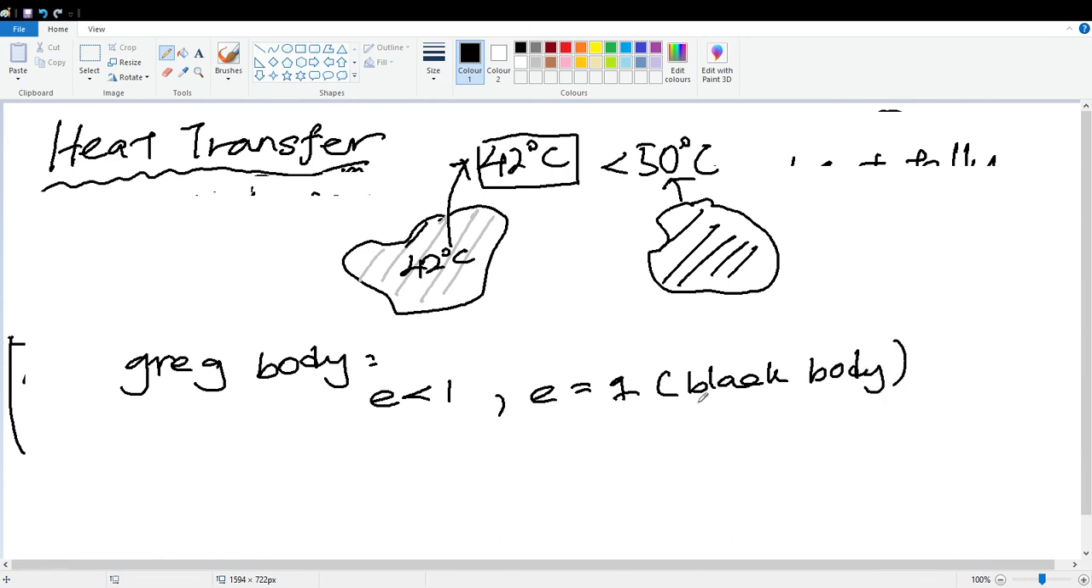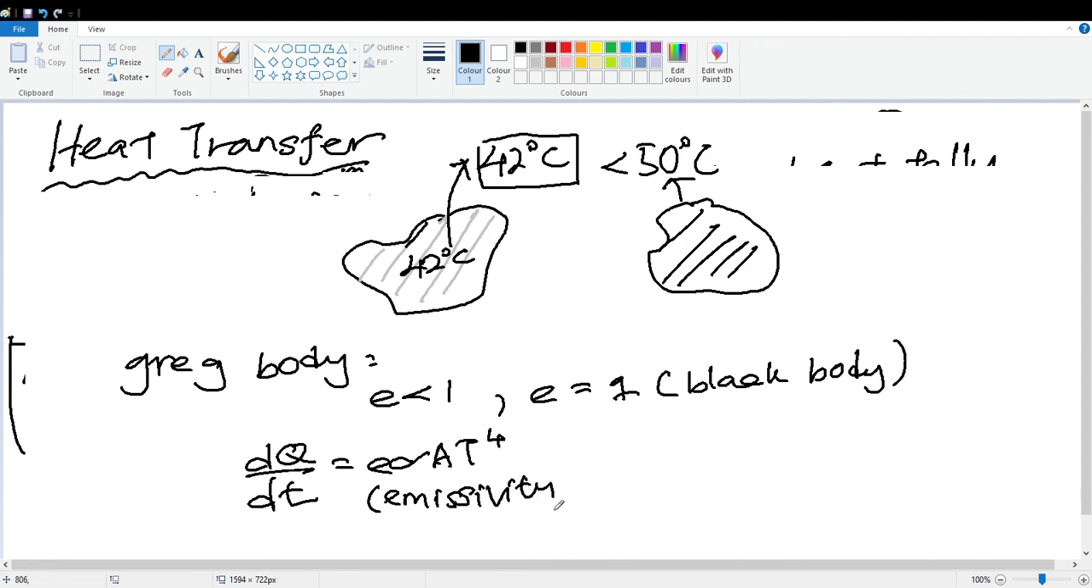So I can say that the power radiated by the gray body is equal to eσAT^4. This e is the emissivity, σ is the Stefan-Boltzmann constant, A is the surface area, and T is the absolute temperature of the gray body. Alright, so that's it for the equation.